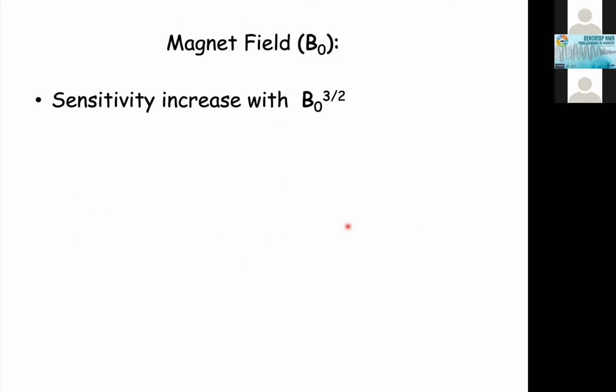And the magnetic field is not important only to open the energy levels in different levels, but also is important because the sensitivity depends on the power 3/2 of the magnetic field. When we increase, for example, the magnetic field by a factor of 2, we have a sensitivity gain in the order of 3. Okay, if you go from 400 to 800, we get sensitivity enhanced by 3 instead of 2.